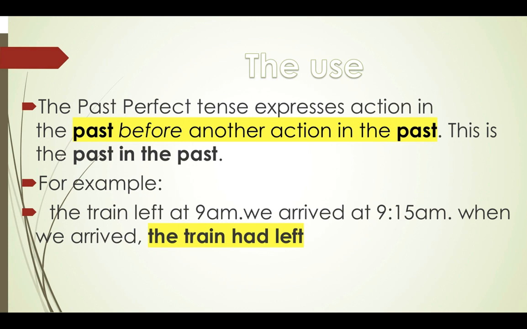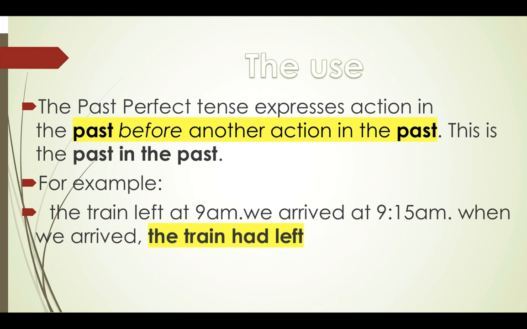The use of past perfect tense expresses actions in the past before another action in the past. It means that this is the past in the past. What does this mean? Here we can use the past perfect if we want to order actions in the past, or to say some actions happened before another action in the past. It means here you are ordering some actions in the past.